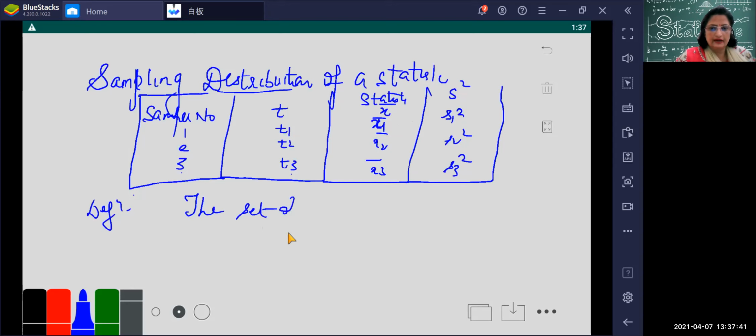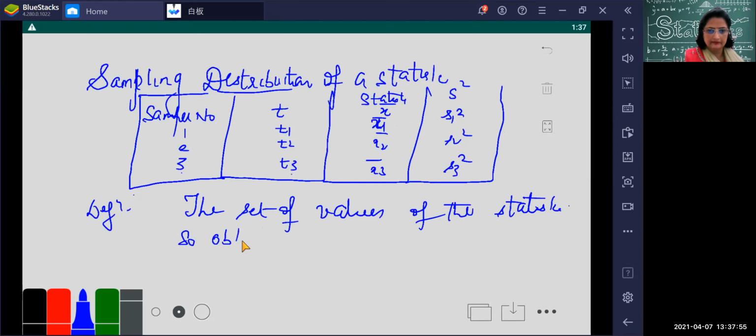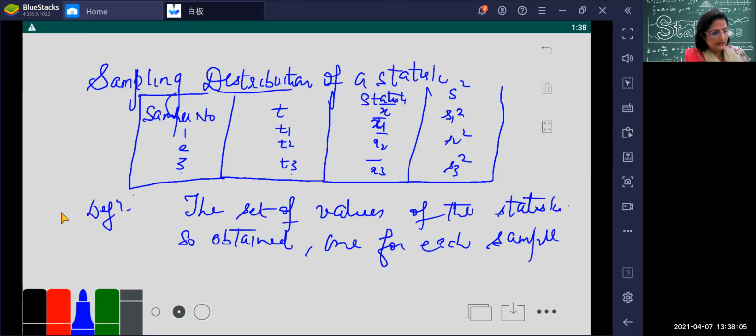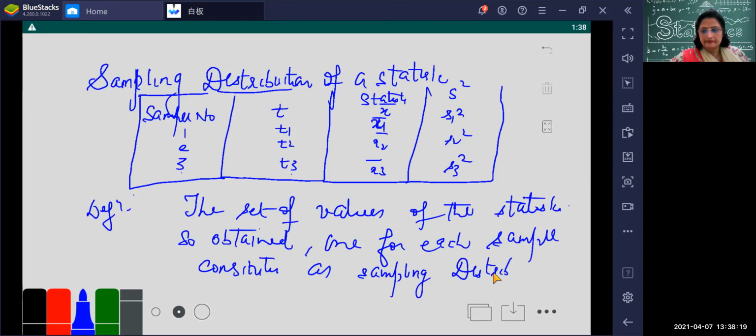The set of values of the statistic so obtained, जो हमने निकाली, so obtained one for each sample, one for each sample constitutes the sampling distribution of a statistic, right?